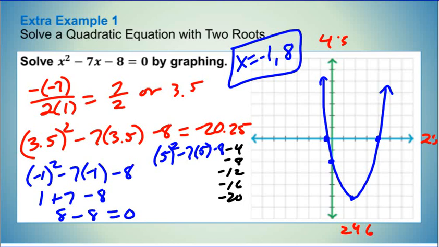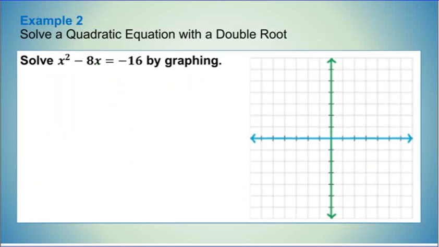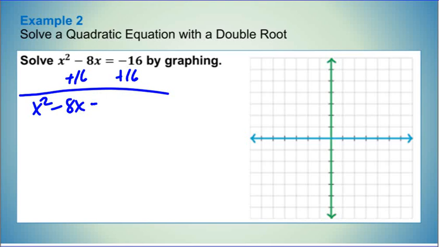As I said before, later on I'll show you with the calculator. That would make it a lot easier than doing some guessing and checking. Next one, solve by graphing. I need to make sure everything's to one side and equal to 0. So I'm going to add 16 to both sides, and now I have x squared minus 8x plus 16 equaling 0.